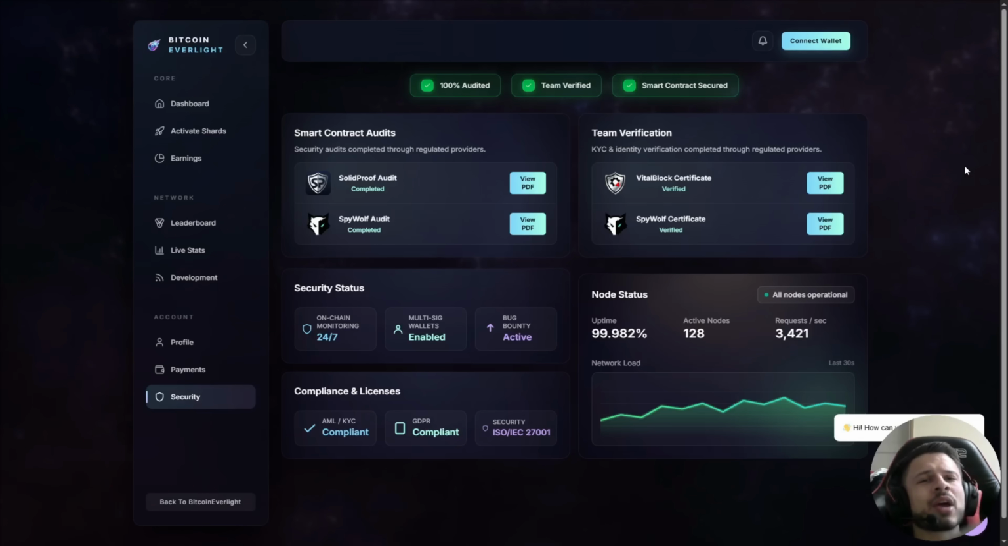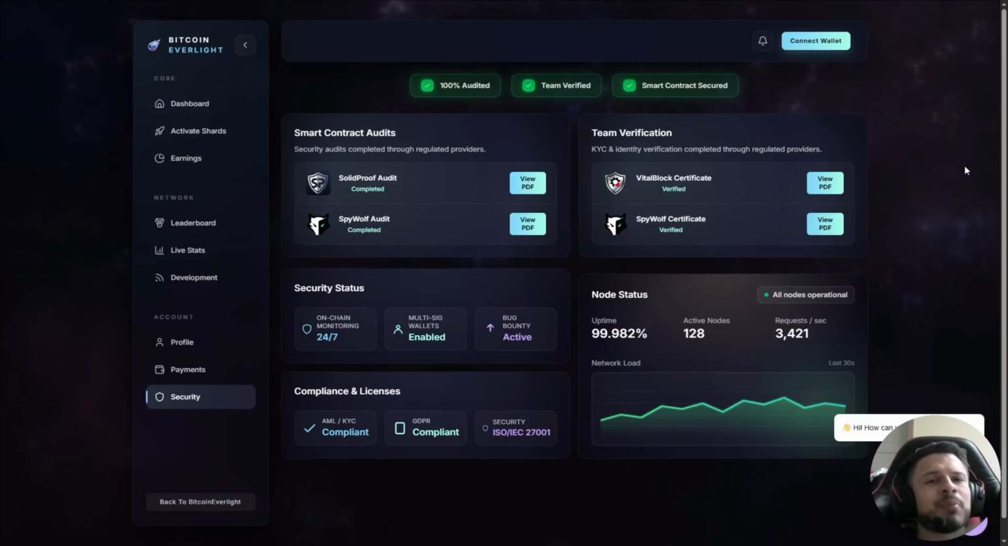Security is another area where the team invested significant effort. Bitcoin Everlight has completed 2 separate audits. The first audit is from SolidProof, a well-known blockchain auditing firm. The second audit comes from SpyWolf, another respected security auditor.